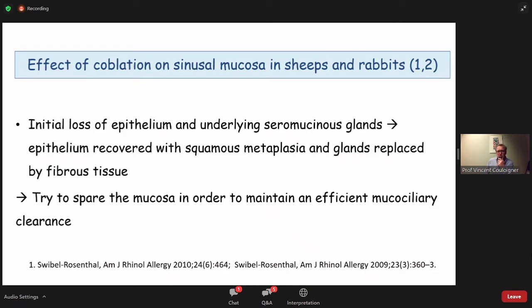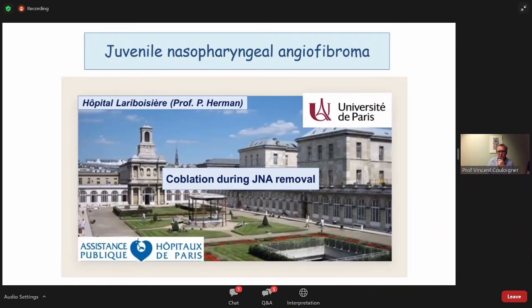So the authors suggested that it might be important, even when using the coblation, to try to spare the mucosa as much as possible in order to maintain an efficient mucociliary clearance. So you have to be as cautious as when using any other instruments to try to spare the mucosa when you do this surgery.